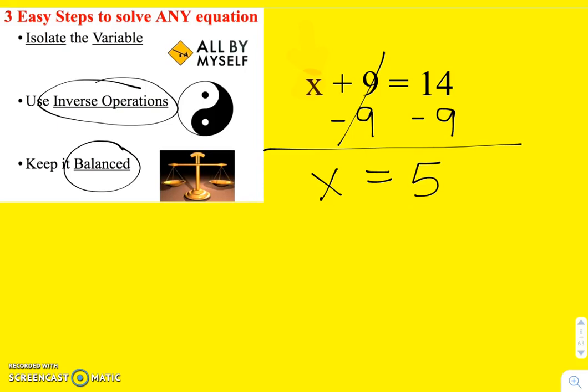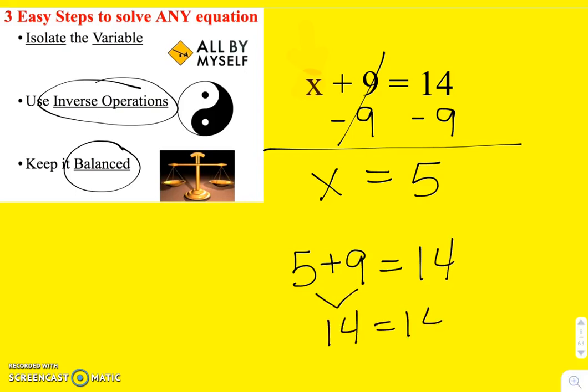Check my work. Replace the x with a 5. 5 plus 9, does that equal 14? 5 plus 9 is 14. 14 is equal to 14, and check, it worked.